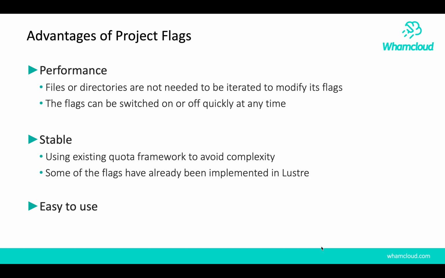In addition to performance, the project flag is relatively stable because it uses the existing quota framework and the existing Lustre distributed lock management. And some of the flags it uses, such as the immutable flag and append flag, have already been used in Lustre for a long time, so it's relatively stable. And furthermore, it's relatively easy to use. Just setting the global project flags will control all the access behaviors of the related files or directories owned by the project ID.